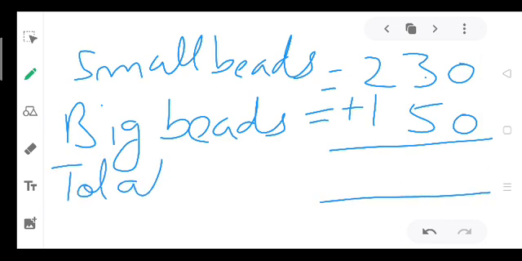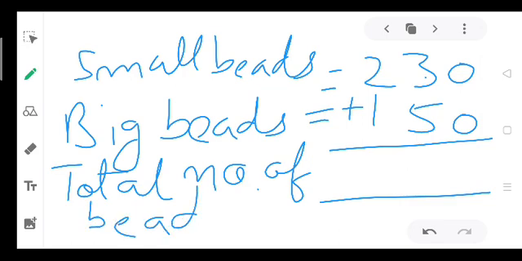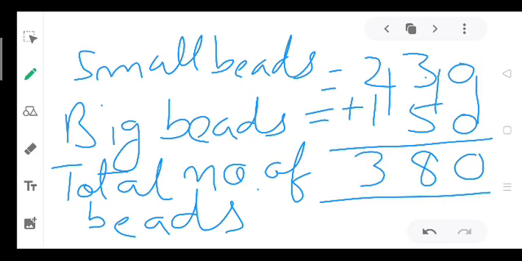Total number of beads. If it is not coming in one line, you can write under this. And now we will start our addition process. Ones place digit we add 0, tens place digit 3 plus 5, 8, hundreds place digit 2 plus 1, 3. And you will write your answer at the end, and the answer statement should be there. Total number of beads are 380. Clear, students?